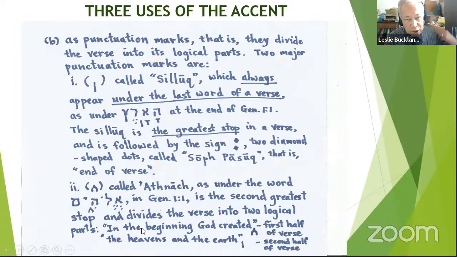I will go back shortly to the previous screen so that you'll better see it. In the beginning, God created. That's the first half of the verse. That's where this accent causes you to pause and realize that you're coming to the end of the first half of the verse. Then the second half, the heavens and the earth, is followed by the accent mark that shows you where you are to pause, which is the end of the second half of the verse.